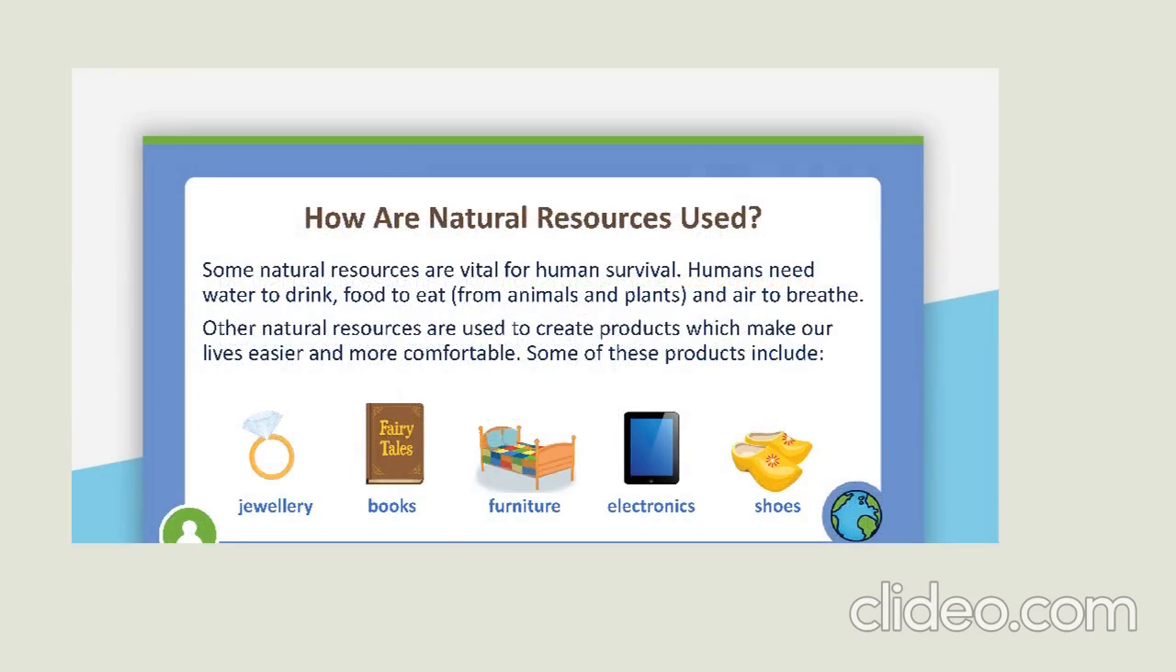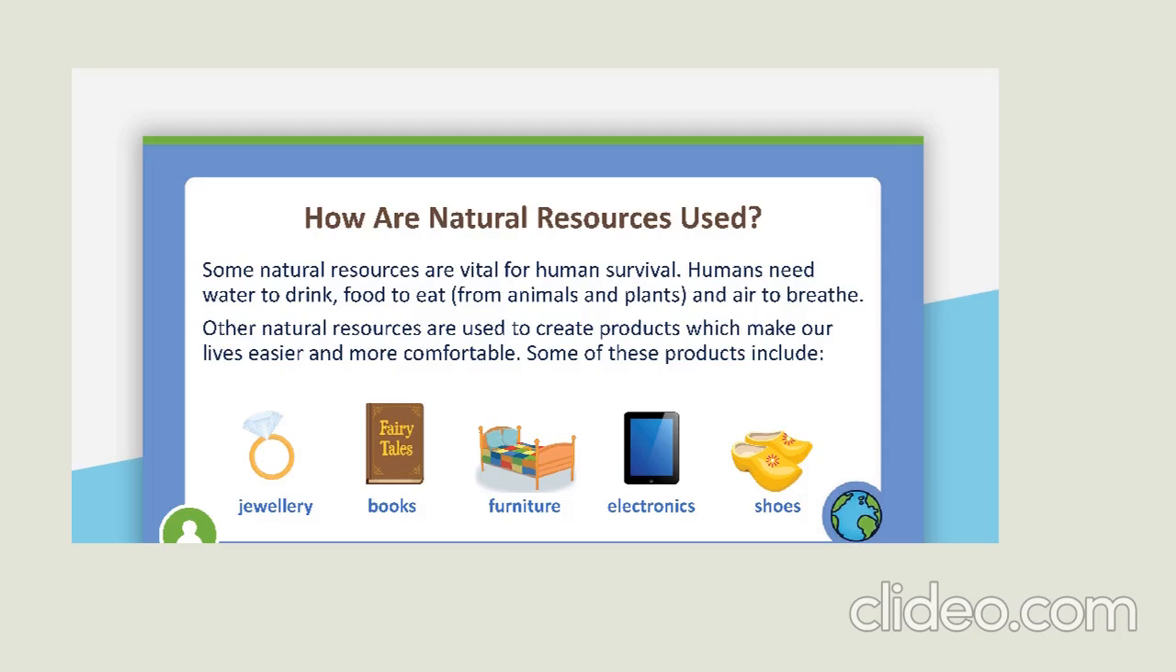So how are natural resources used? Some natural resources are vital for human survival. For example, humans need water to drink, food to eat that comes from plants and animals, and air to breathe. Other natural resources are used to create products which make our life easier and more comfortable.